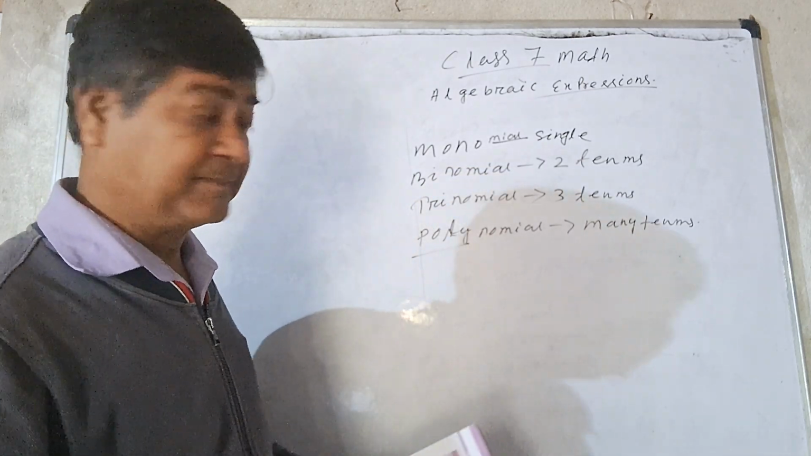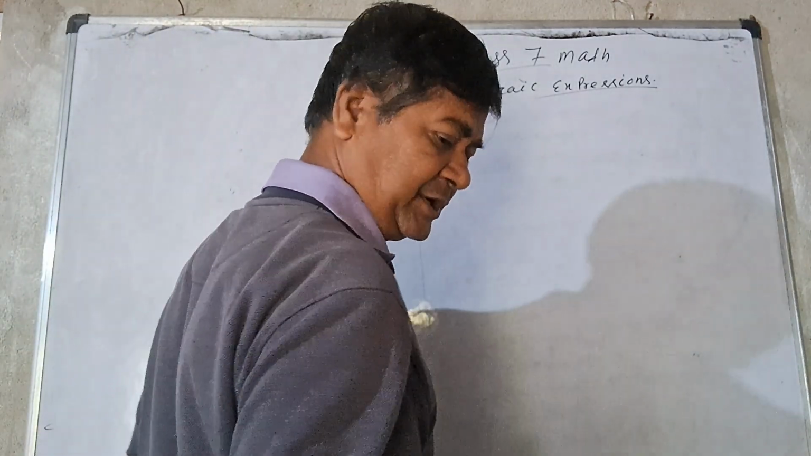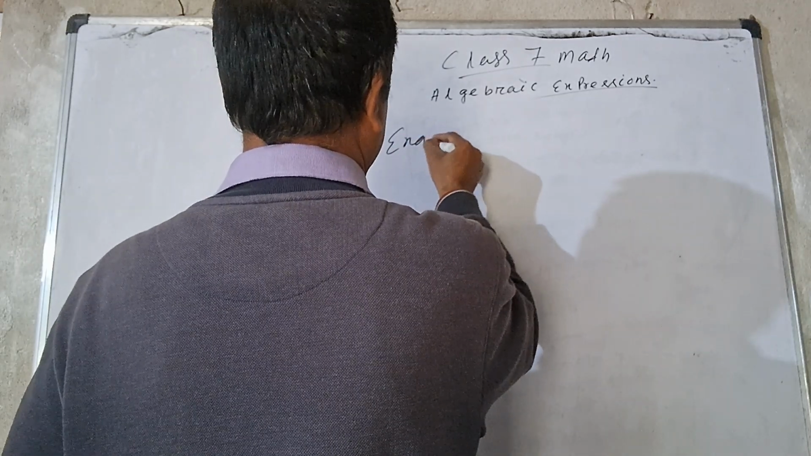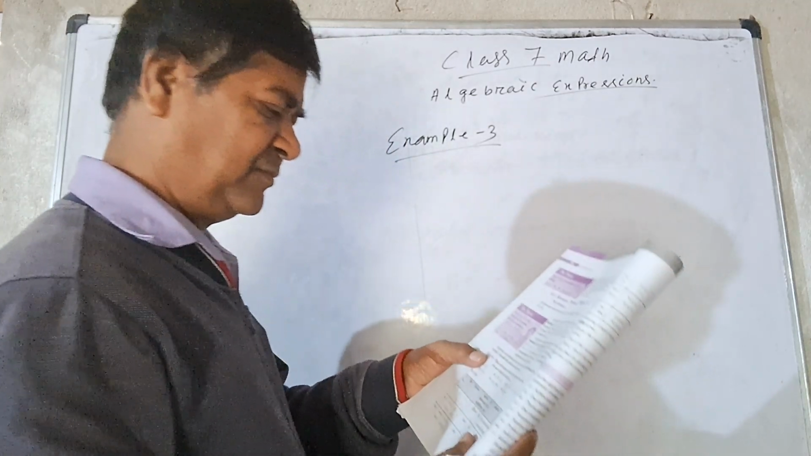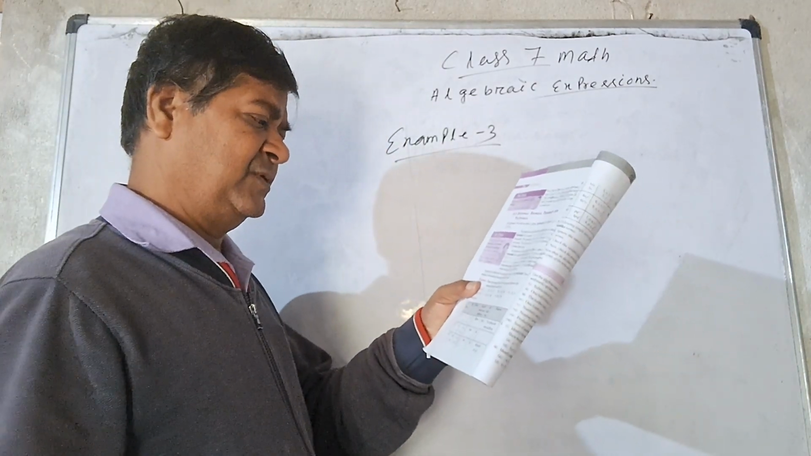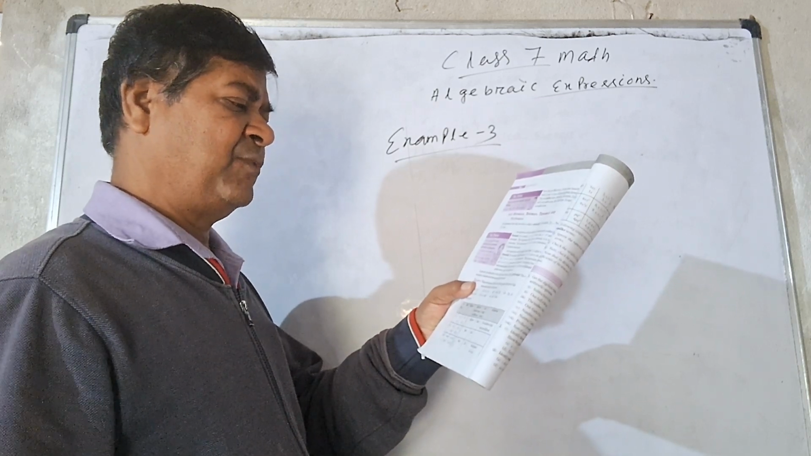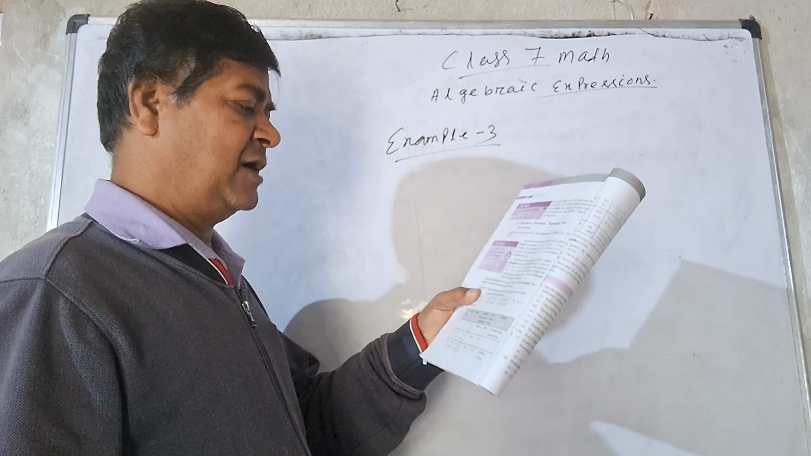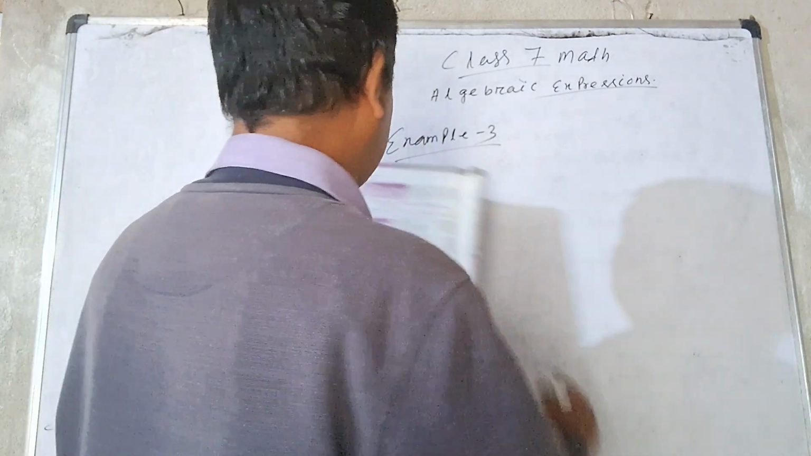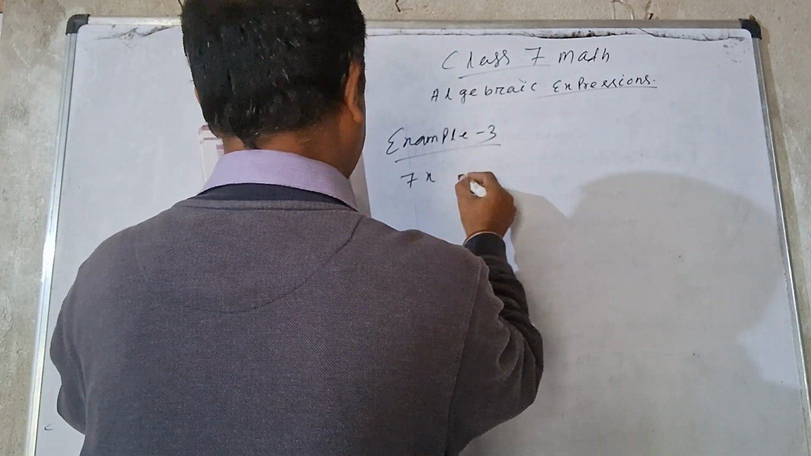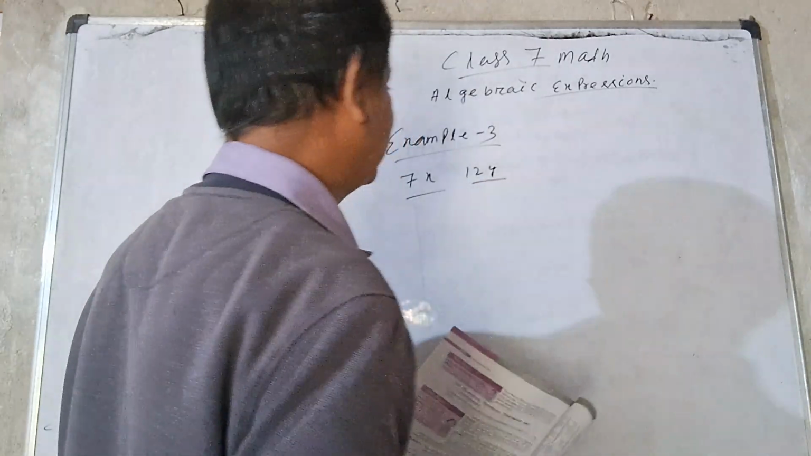Now example 3, according to your book. State with reasons which of the following pairs of terms are like terms and which are unlike terms. 7x and 12y are unlike terms because here the variables are not the same.